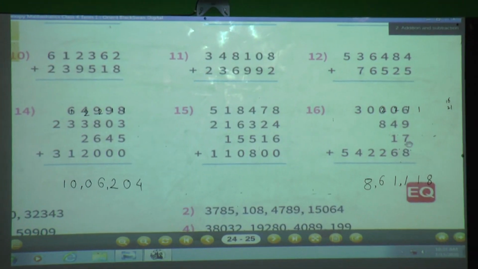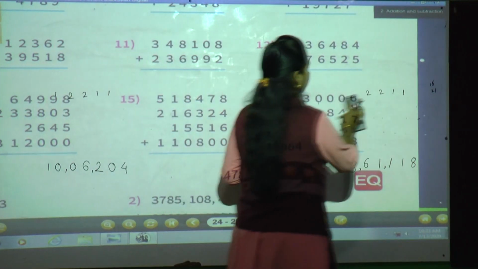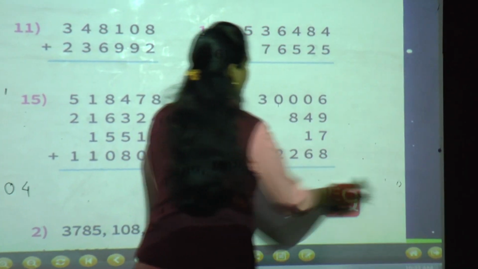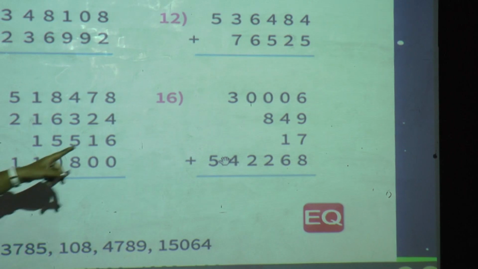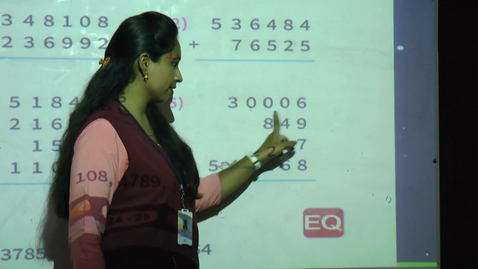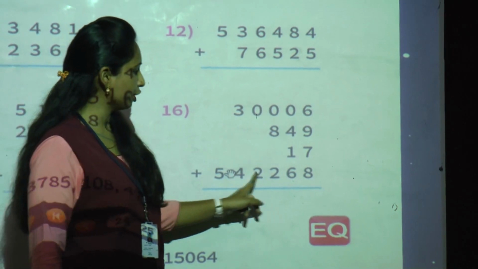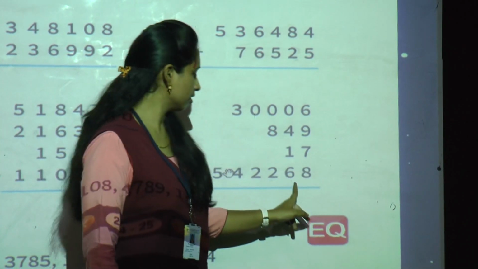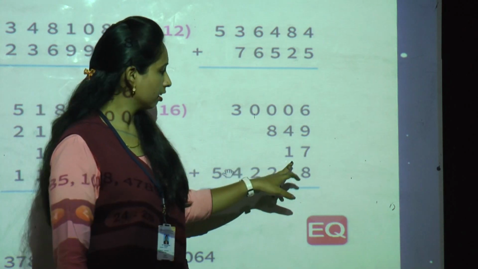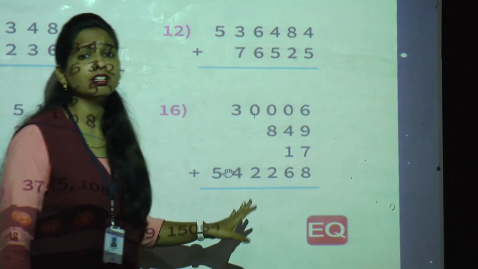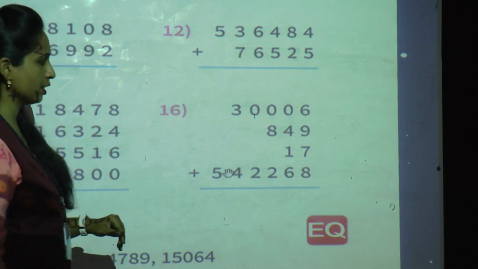Now one more example I will solve for you, that is the 16th one. What is the 16th one? See the question. 30,006, 849, 17, 5,42,268. One 5 digit, one 3 digit, one 2 digit and one 6 digit number they had given. So we will add these numbers together.